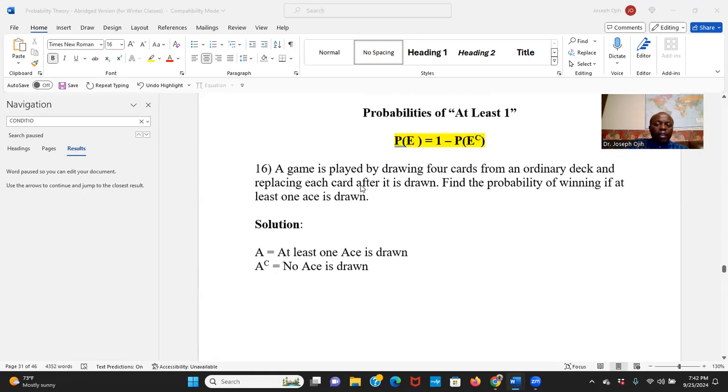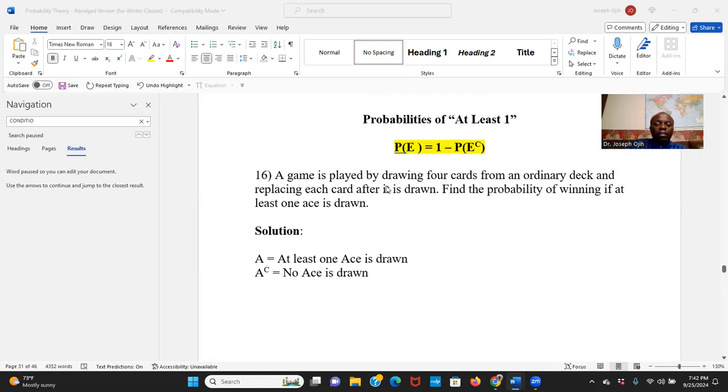Look at this example. A game is played by drawing 4 cards from an ordinary deck and replacing each card after it is drawn. Find the probability of winning if at least 1 ace is drawn. So to win, you must have at least 1 ace. That means if you don't get an ace, you lose. But you win if you have at least 1 ace. So we find the probability of the opposite event, which is no ace is drawn, and then we subtract our answer from 1 to get the probability of at least 1 ace.